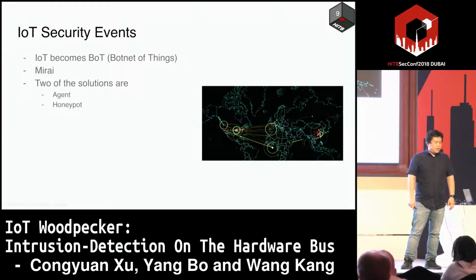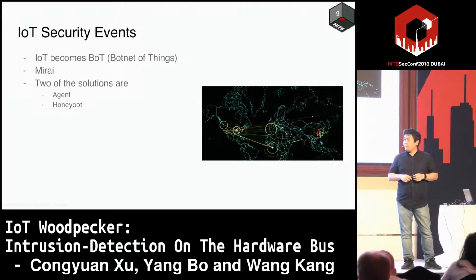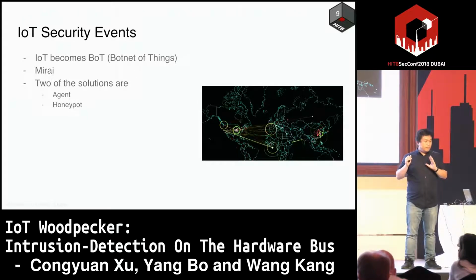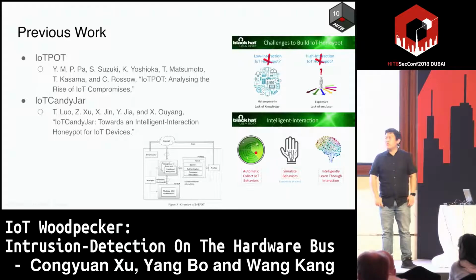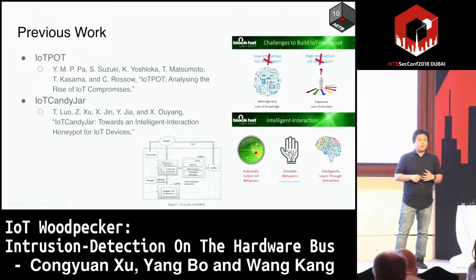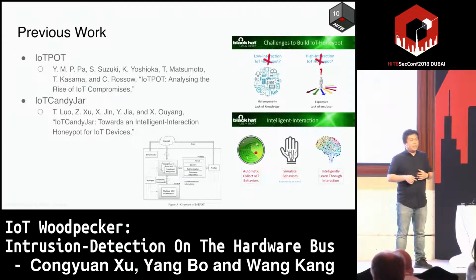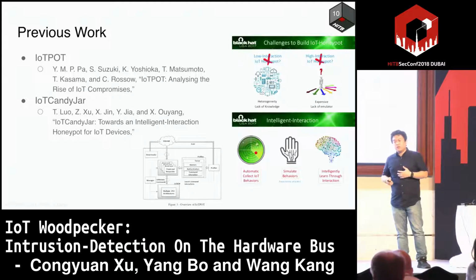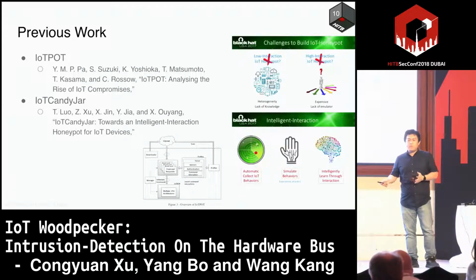So the two solutions, the agent and the honeypot, we have to make some modifications to help those methods apply to our new world. The previous work on IoT honeypots was in 2015, when a research group from Japan published a work called IoT Pot. Basically, it's a very simple HTTP authentication method. During the 4 months IoT Pot was set up, I remember they captured 4 groups of different IoT malware. But those were good days, the wild west of IoT malware.